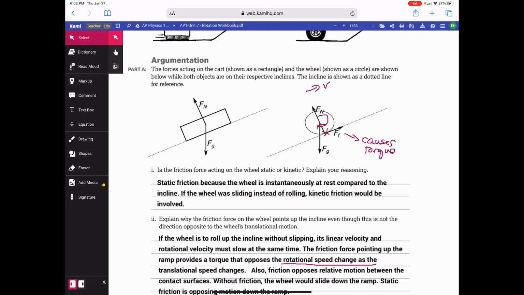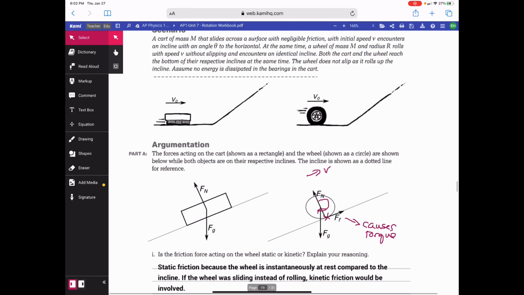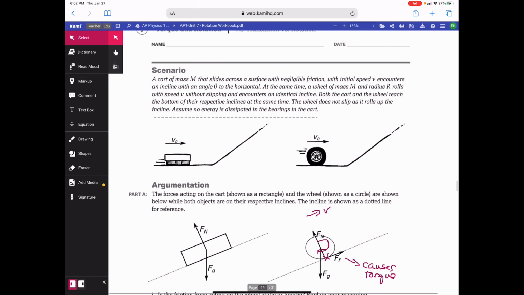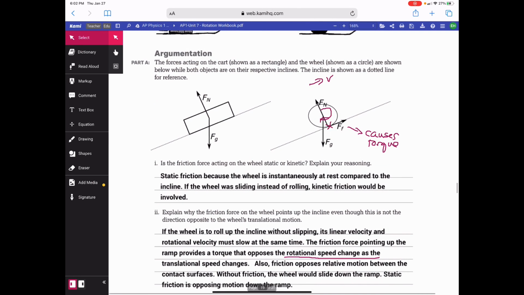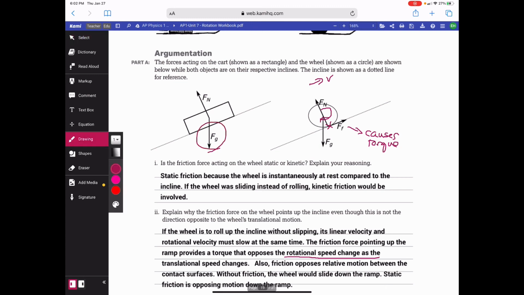if you look, remember the mass of the cart and the mass of the wheel are the same. It's mass m, which means if you have the same force due to gravity pointing down, you're going to have the same mg cosine theta going into the hill in both cases, which means the magnitude of the normal force should be identical for both.